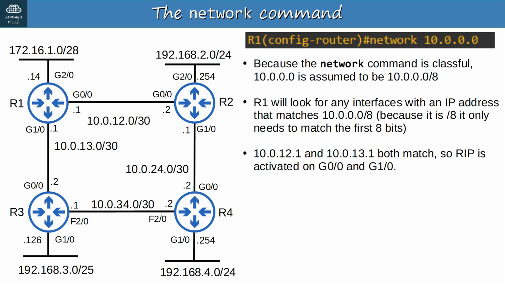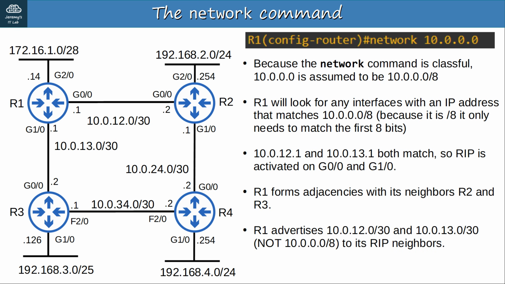So the first octet of the IP address needs to be the same. 10.0.12.1 and 10.0.13.1 both match. They both have the same first octet of 10. So RIP is activated on G0/0 and G1/0. R1 then forms adjacencies with its neighbors R2 and R3. R1 will send and receive route information to and from R2 and R3.